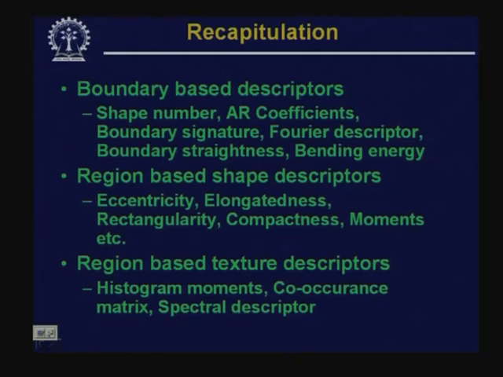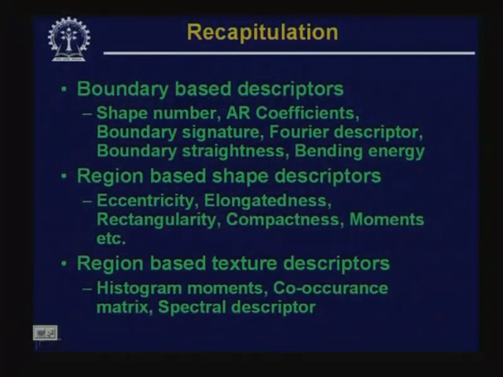Then the other boundary based descriptor that we have obtained is the Fourier descriptor. In that case we have represented the points lying on the boundary as complex numbers, and if you trace the boundary either in the clockwise direction or in the anti-clockwise direction, then basically what we get is a sequence of complex numbers. If I take the discrete Fourier transformation of this sequence of complex numbers, then what I get is a set of Fourier coefficients, and in general these Fourier coefficients are complex in nature. This set of Fourier coefficients also acts as descriptors which can be used for matching purposes or for recognition purposes. Then we have obtained some more boundary based descriptors like boundary straightness, bending energy, and so on.